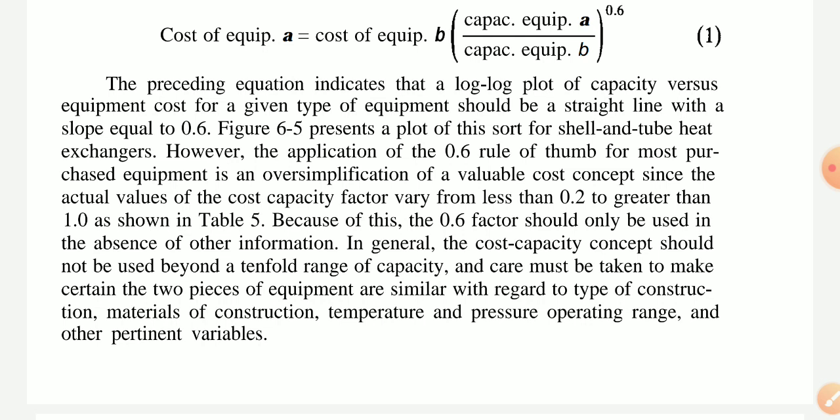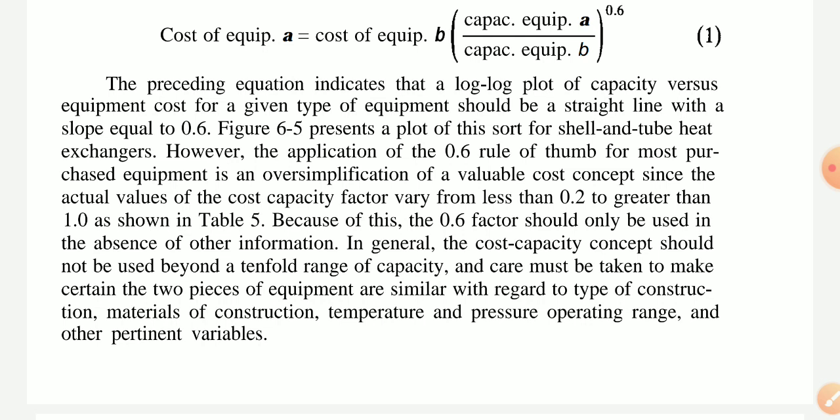of thumb for most purchased equipment is an oversimplification of a variable cost concept, since the actual values of the capacity factors vary from less than 0.2 to greater than 1.0, as shown in the table. Because of this, the 0.6 factor should be used only in the absence of other information.